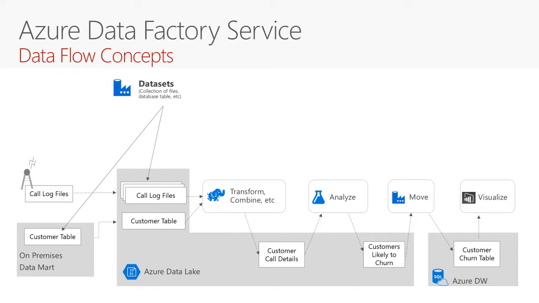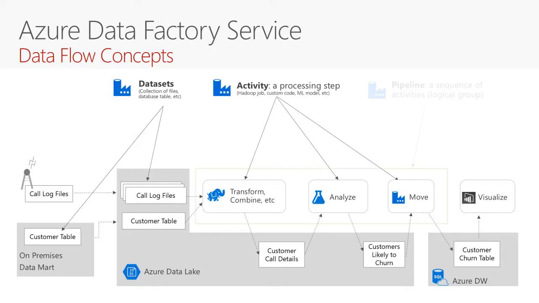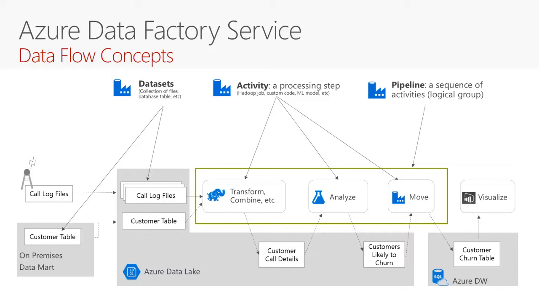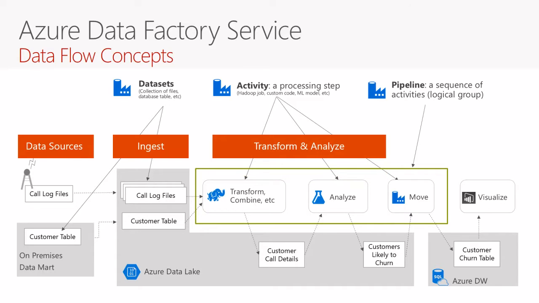The core log files and the on-premises customer table are datasets. The Hadoop Pig job and the machine learning predictions are activities, and the sequence of activities represents a pipeline. This data flow can be described in terms of data sources, ingestion, transformations and analysis, and finally, publication.